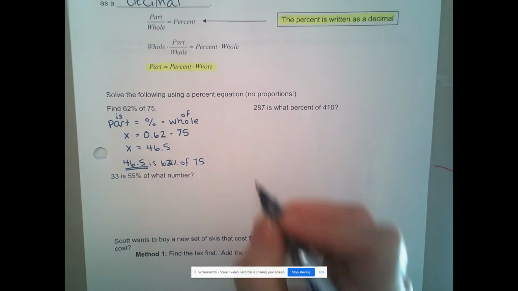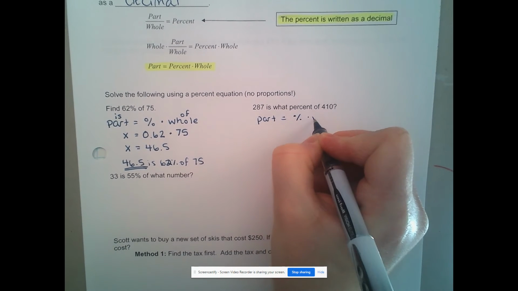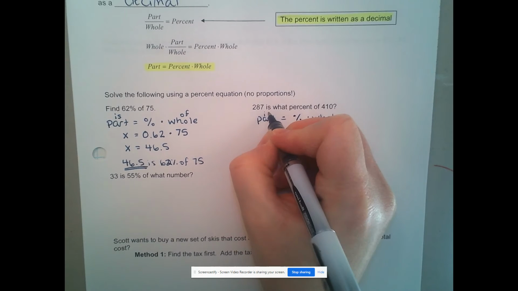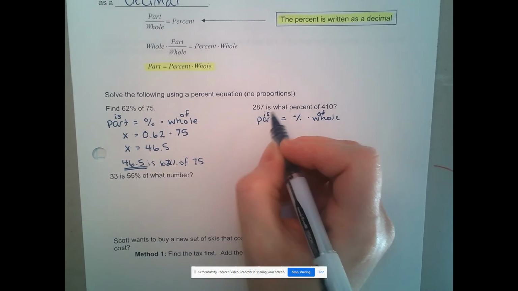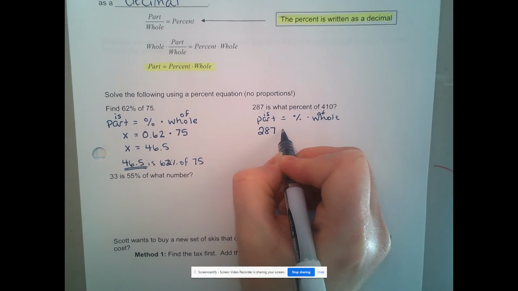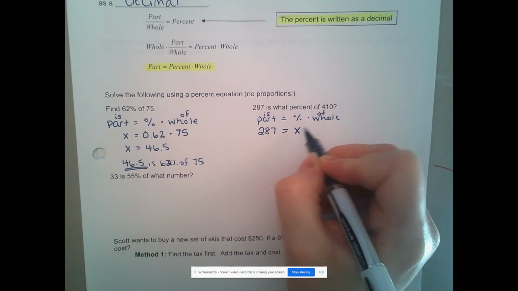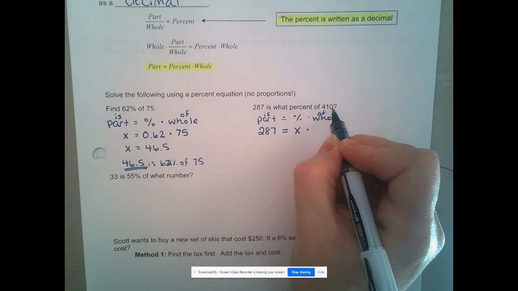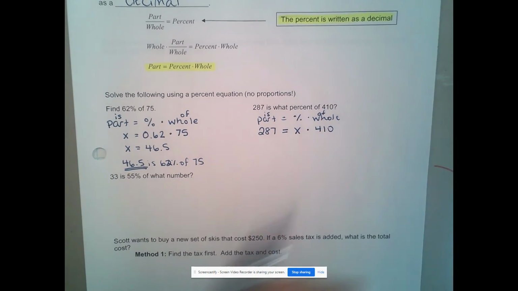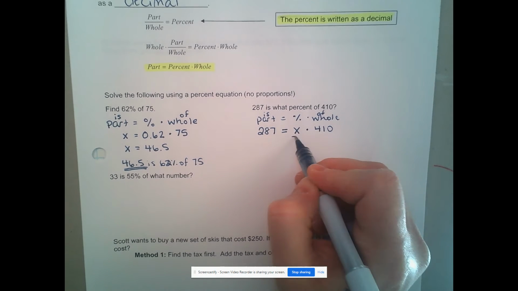Next one, part equals percent times the whole. Don't forget part, your is number, whole, your of number. 287 is equals what percent? We don't know, of 410. So that's where it's getting multiplied by the 410. So part equals percent times whole. Now in this case, I've got multiplication on the right side. I would have to divide both sides by 410.